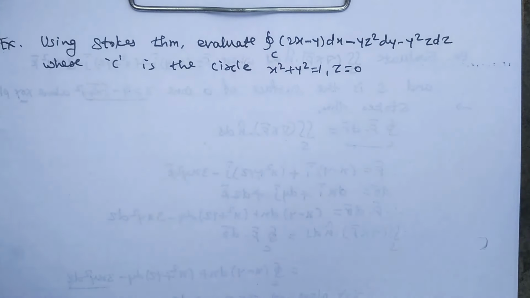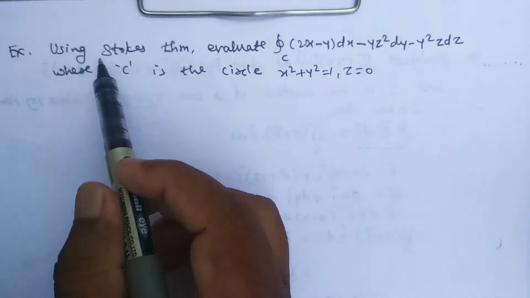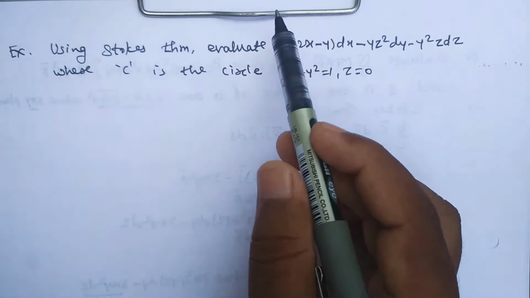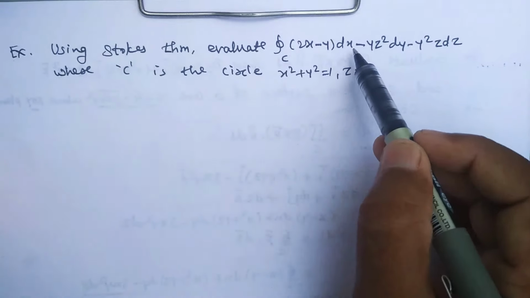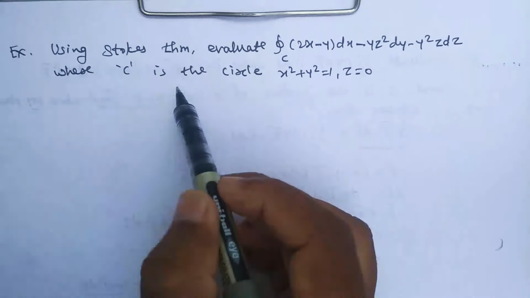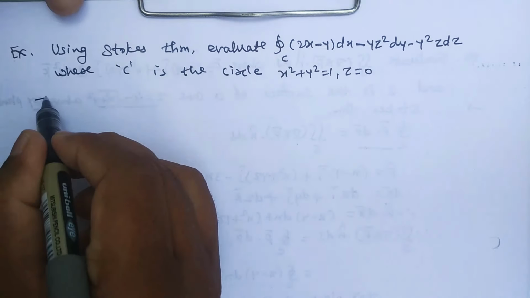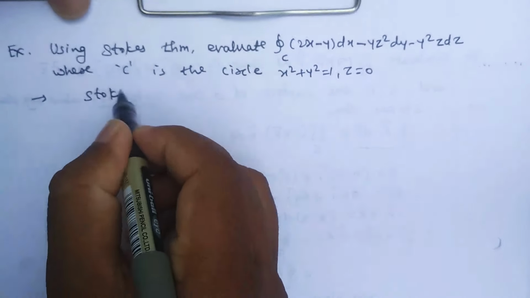Hello all, welcome back. Next example on Stokes theorem. So using Stokes theorem, evaluate the line integral over C of (2x − y) dx − yz² dy − y²z dz, where C is the circle x² + y² = 1, z = 0. So first of all, Stokes theorem.